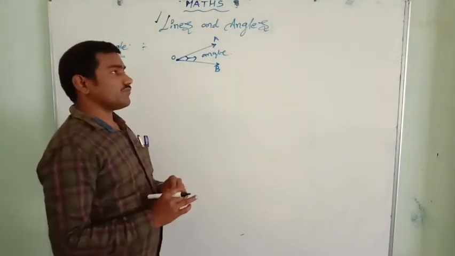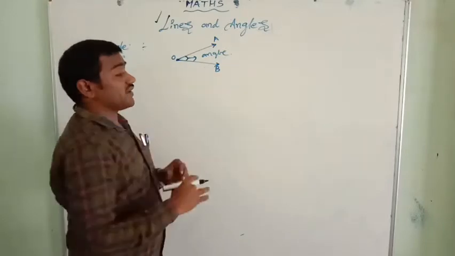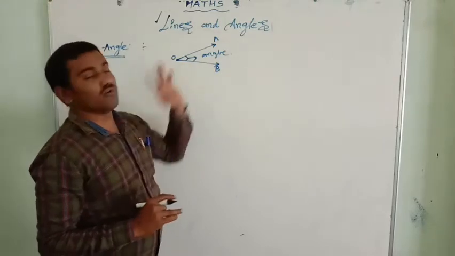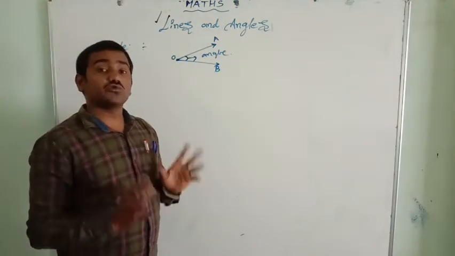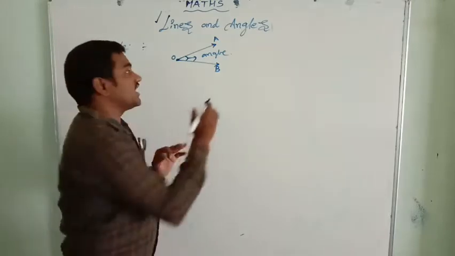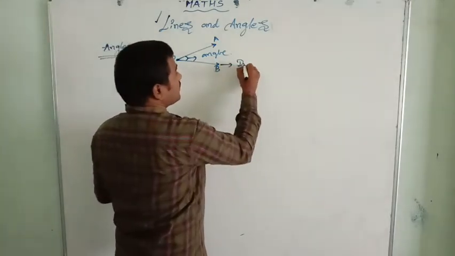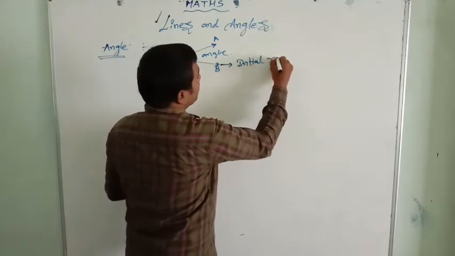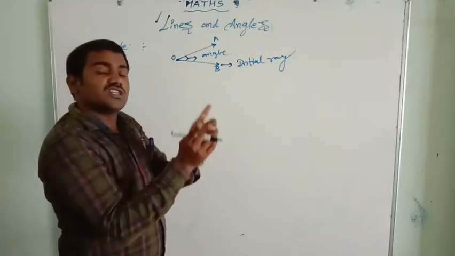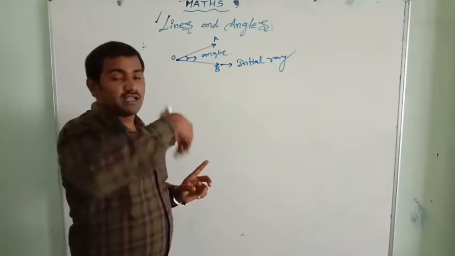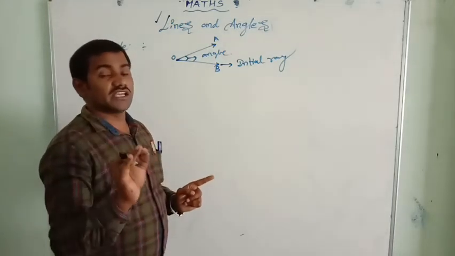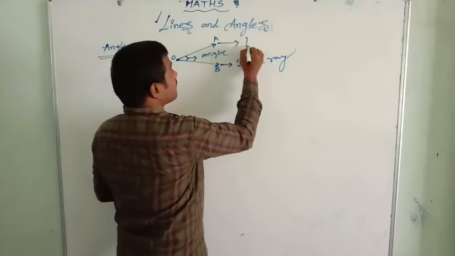Now let's go into the angles. There are two rays here, OB and OA. In these two rays, one ray is constant. It does not move anywhere. It's called the initial ray. The ray which moves continuously like a clock needle is known as the terminal ray.